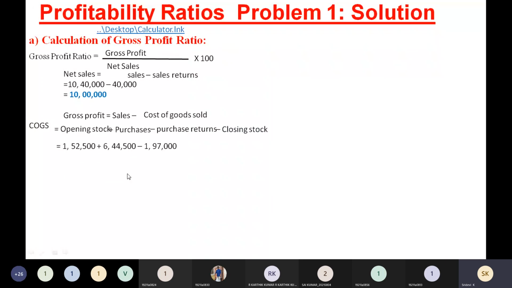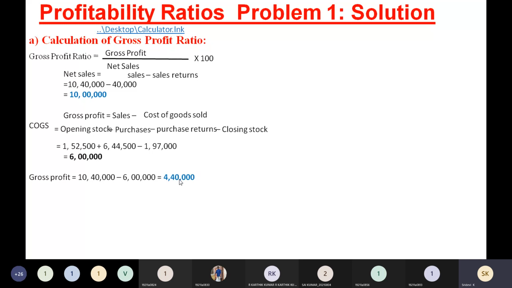We have the cost of goods sold value as well as the sales value, right? So here net sales you have to take. Here I have given you wrong. Take here 10 lakhs, not 10 lakhs 40,000. I thought of changing this, but I have not changed. Okay. So 10 lakhs minus 6 lakhs.